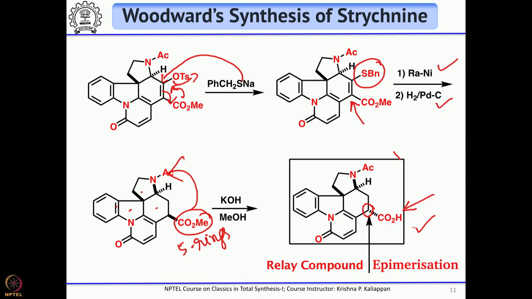This is also called a relay compound. What is a relay approach? Before I go further, I will talk about what the relay approach is. In those days, when they worked on total synthesis of complex molecules, they had to start from simple commercially available starting materials and go further. After 10-15 steps, you will have 1 or 2 milligrams. But interestingly, they will reach a very important intermediate that might have been isolated from the natural product through degradation.